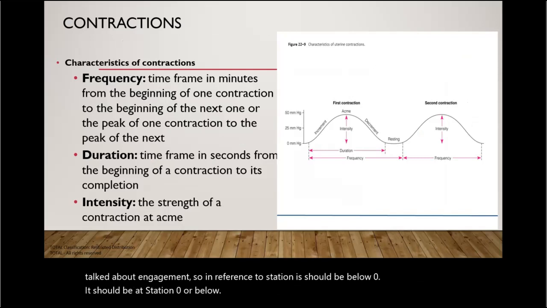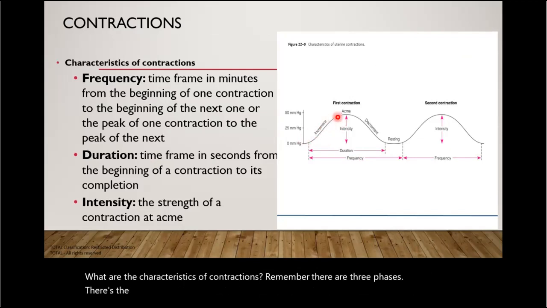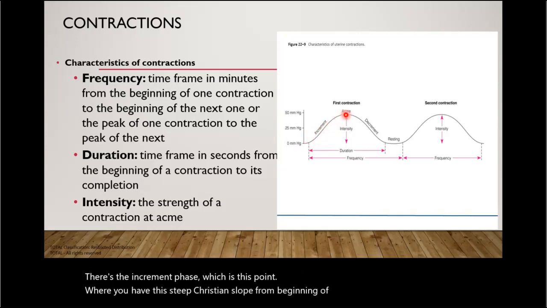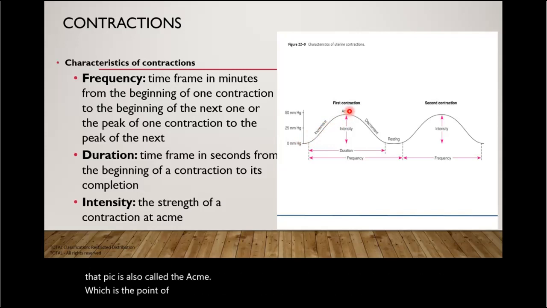Again, we also need to consider contractions. What are the characteristics of contractions? Remember, there are 3 phases. There's the increment phase, which is this point, where you have this steep crescendo slope from the beginning of the contraction until its peak. And that peak is also called the acme, which is the point of strongest intensity. And then there's a decrement where you have diminishing intensity, and then there's a resting stage.